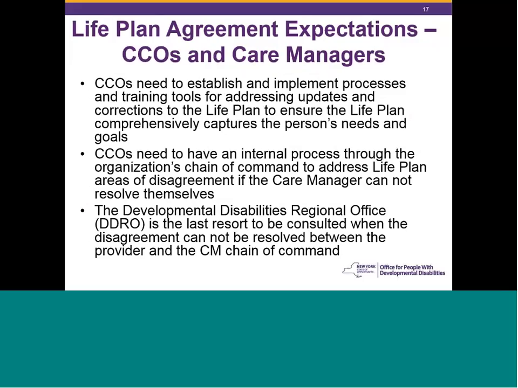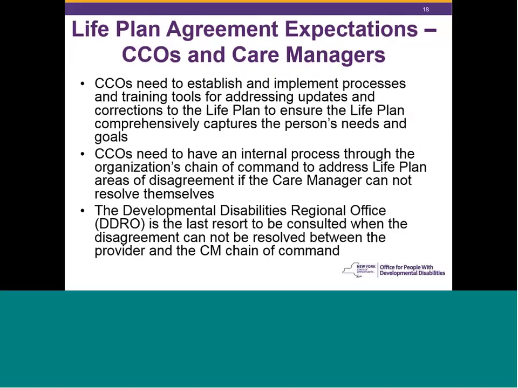So life plan agreement expectations, CCOs and care managers. CCOs need to establish and implement processes and training tools for addressing updates and corrections to the life plan to ensure the life plan comprehensively captures the person's needs and goals. So again, that's working on capacity building and creating consistency and systems of practice within the CCOs so that there's a way to manage if something is not being done as it is expected to be, and where issues need resolution, that you've got a good way to make those resolutions take place.